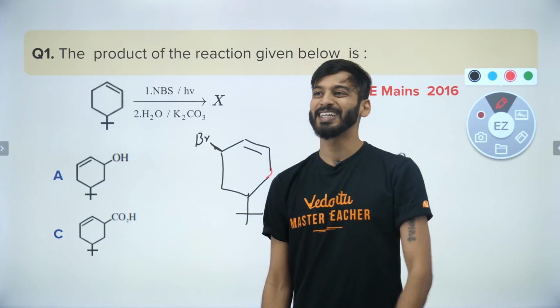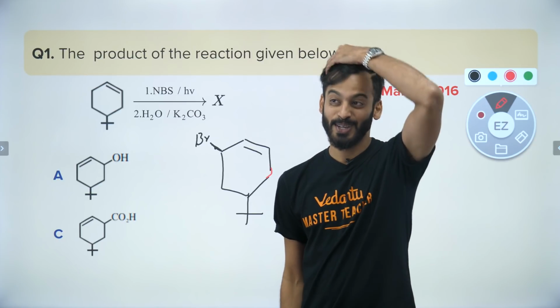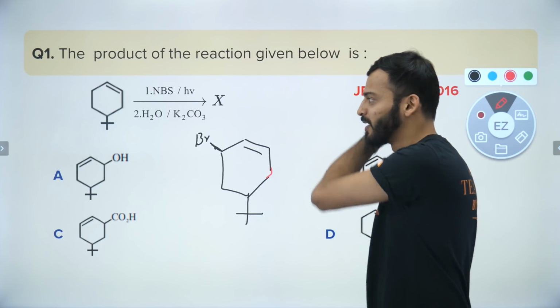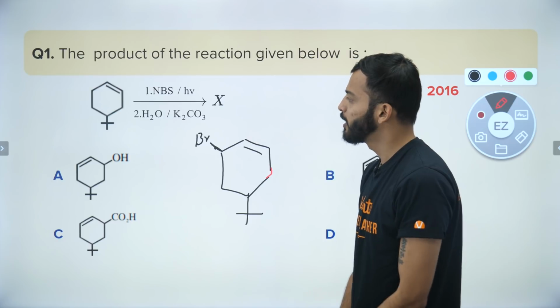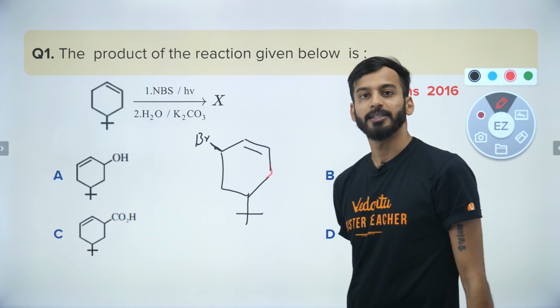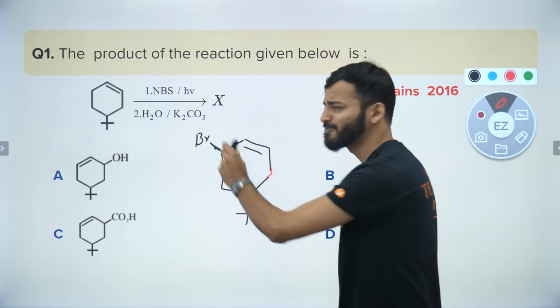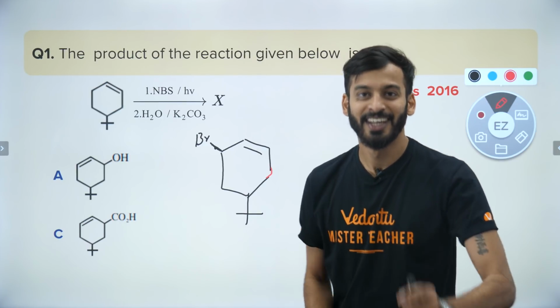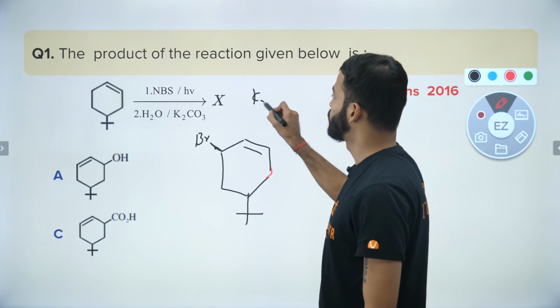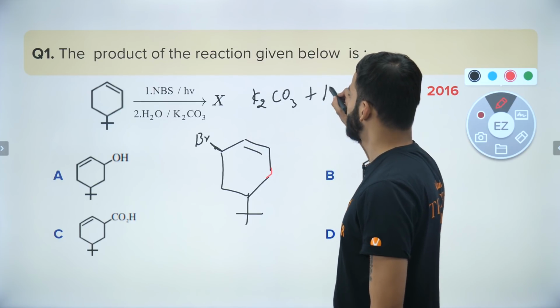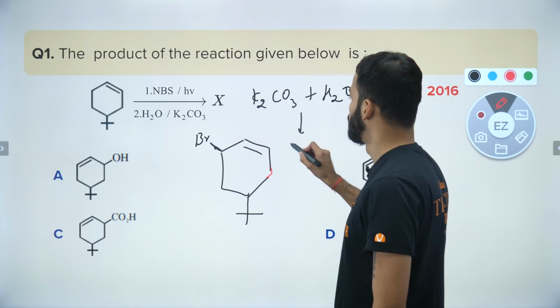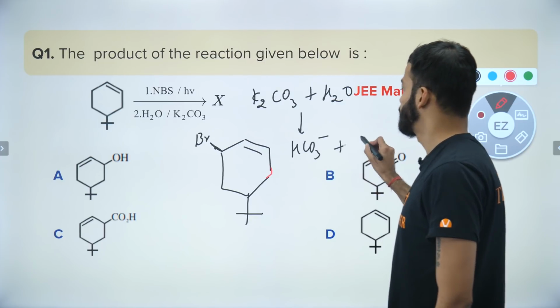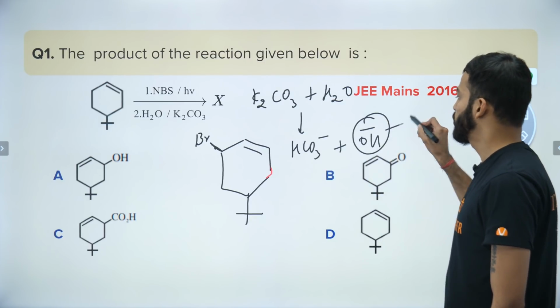Step number 2 is very, very interesting, boys and girls. जरा ध्यान दीजिएगा. They are saying K2CO3 H2O. इनकी presence डाल दी यहाँ पर. Now this is a very cunning way of saying that we have a slightly basic solution. Let me tell you how. K2CO3 reacts with water to give you HCO3 minus plus OH minus. This will be your base.